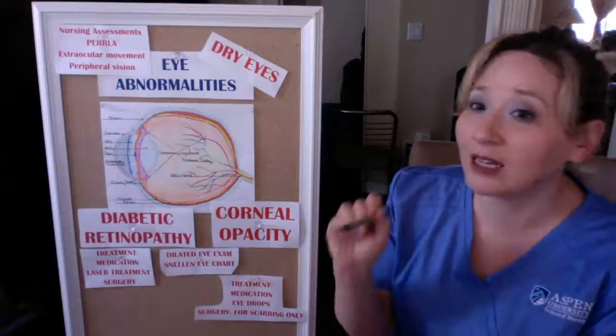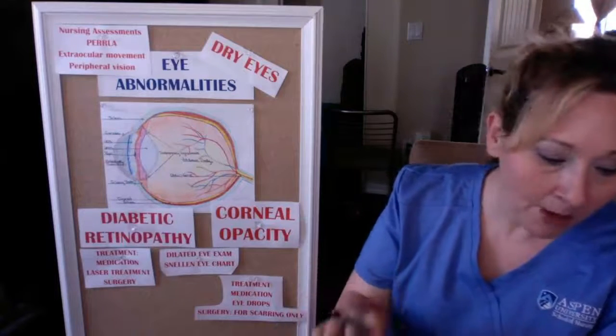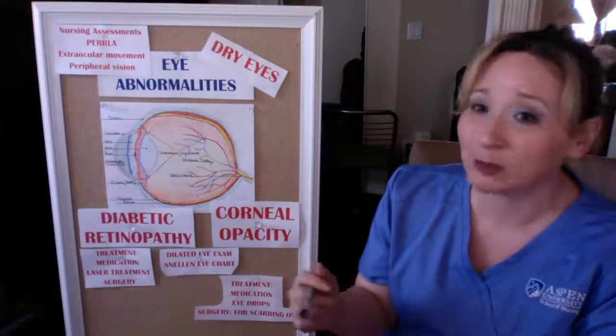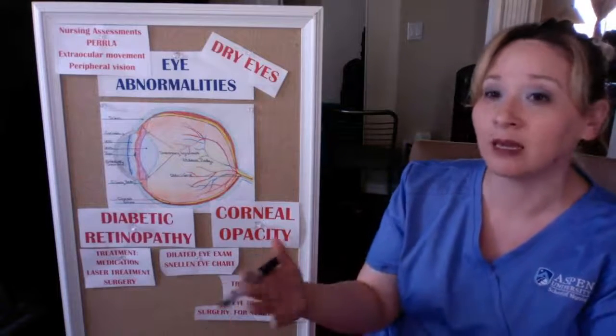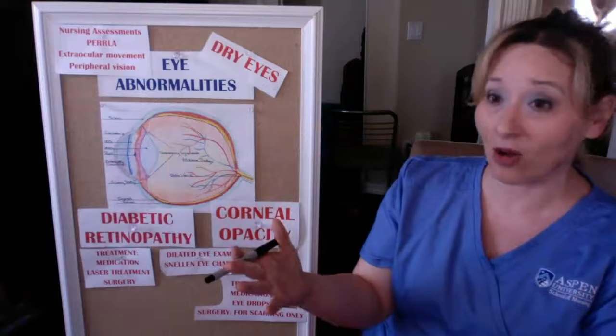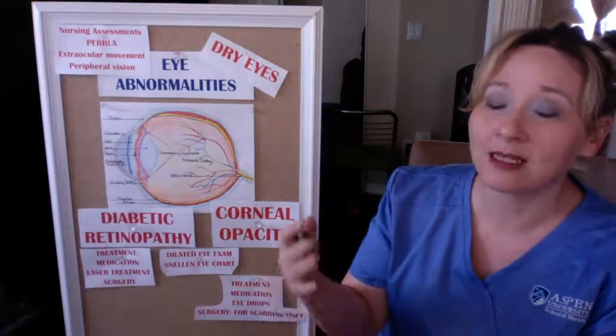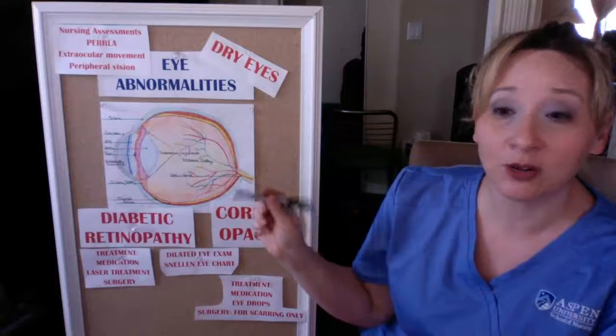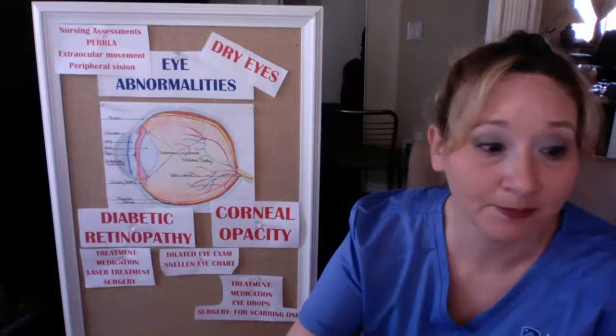They may not feel any symptoms in the beginning, but towards the end, what they'll feel are some blurry visions, they might see spots in their vision, and then ultimately they may not see anything at all. So preventative is the best way to make sure that we keep our vision for those who have diabetes.